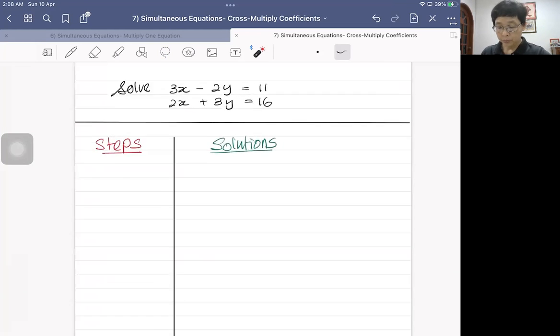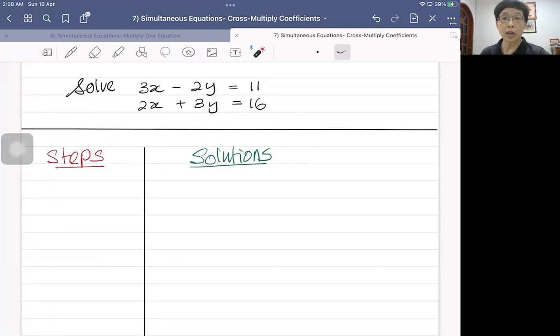All right, so I've displayed the question that I've chosen, and you notice the coefficients of x, 3 and 2. There's no way we can multiply 2 to get a multiple of 3. No way you can multiply 3 by any number to get a multiple of 2, cannot. The same thing here, the coefficients of y are also 2 and 3. So therefore, one of the smartest and easiest ways for us to do is cross multiply them. Okay, so that's the strategy that we have in mind.